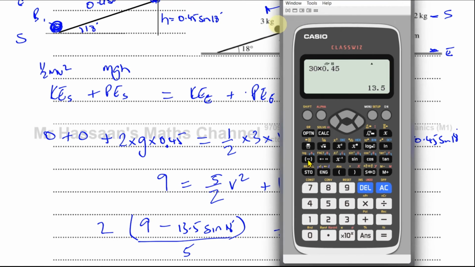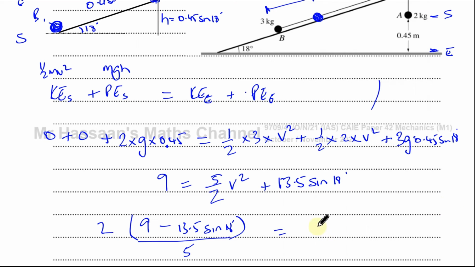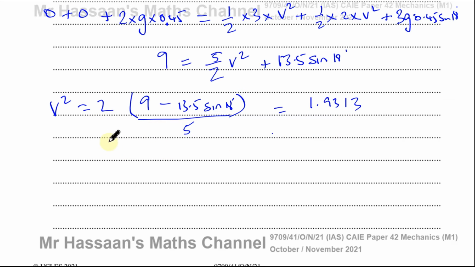So we have 2 times 9 minus 13.5 sine 18, divided by 5. I think that's everything. So that gives me 1.9313. So this is v squared.